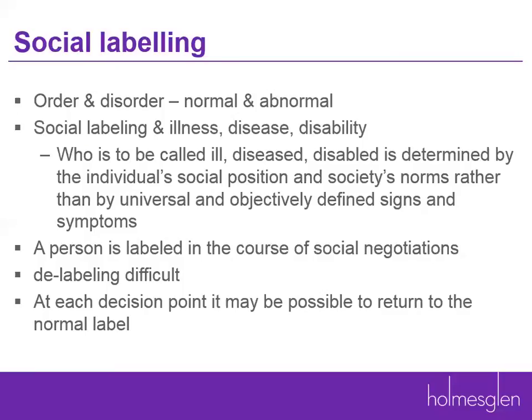It is the individual's social position and the norms in the society that determine who is called ill, diseased, or disabled. That's what social construction means in relation to health. So if a society's norms change, if what is considered normal changes, then what is considered abnormal is also going to change. And that can vary over time and over distance. Different places.